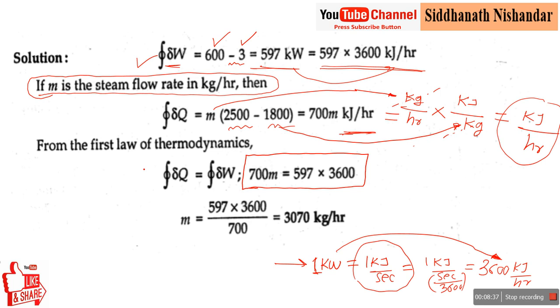And we know that it is a cyclic process, so dQ is equal to dW. Comparing these equations, we can get the mass is around 3070 kg per hour. That much mass we supplied for each cycle. This is a pure application of the first law of thermodynamics. So we can easily find out what amount of mass is consumed by that steam power plant.